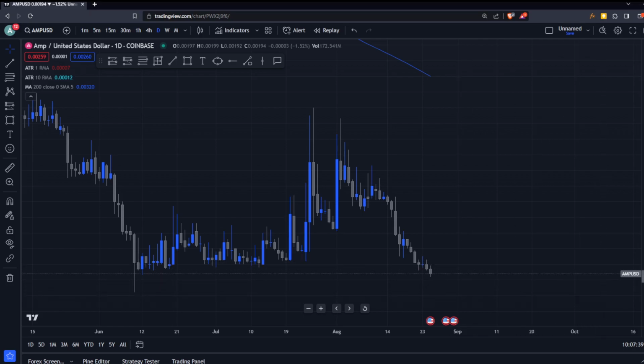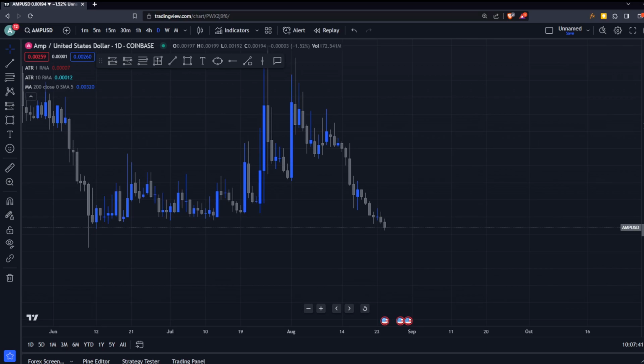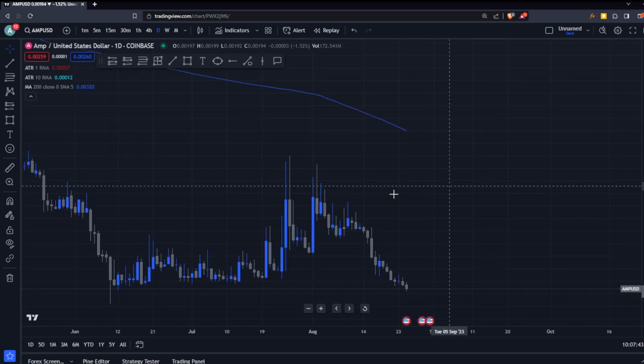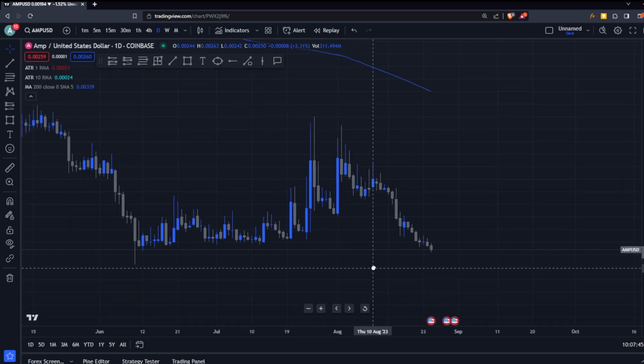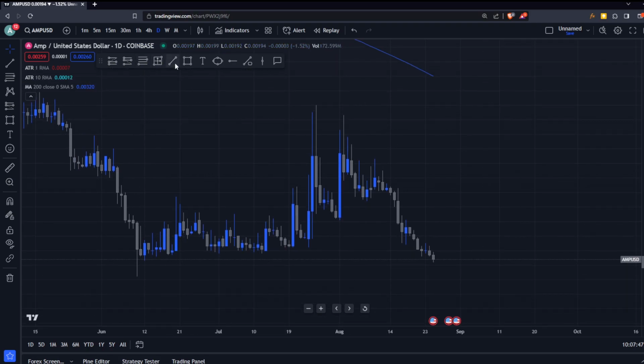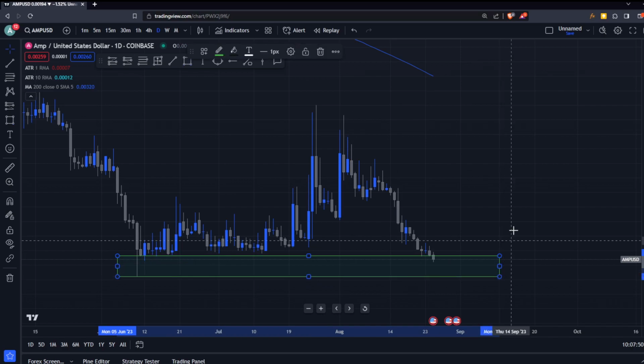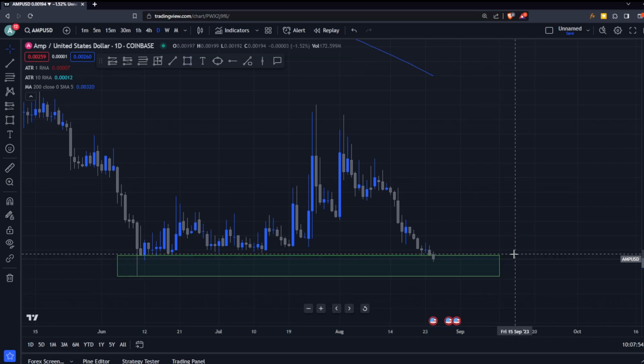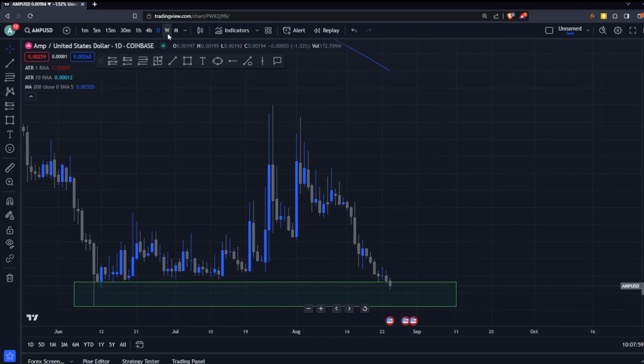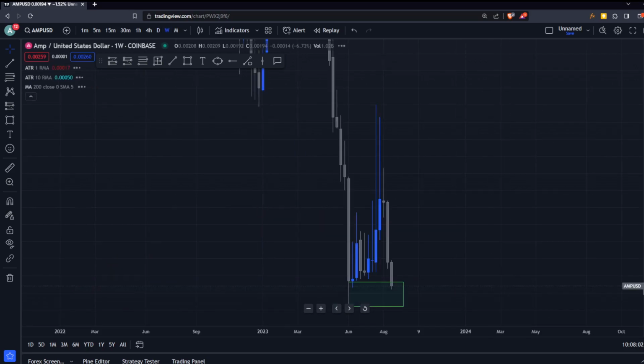All right, looking at AMP here. It looks to be very bearish, way below this moving average, but it does look like it's hitting a support zone right here, around 195. So I would not be looking to buy this anytime soon.